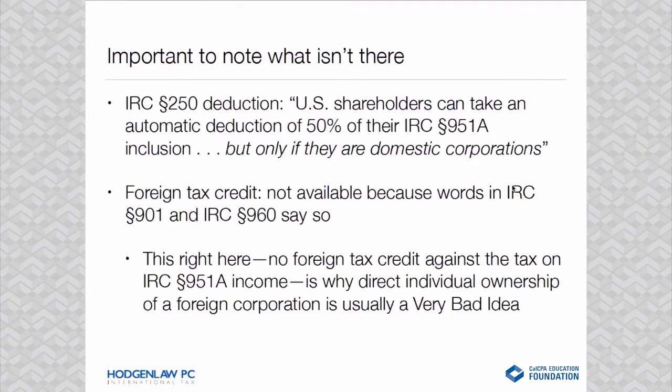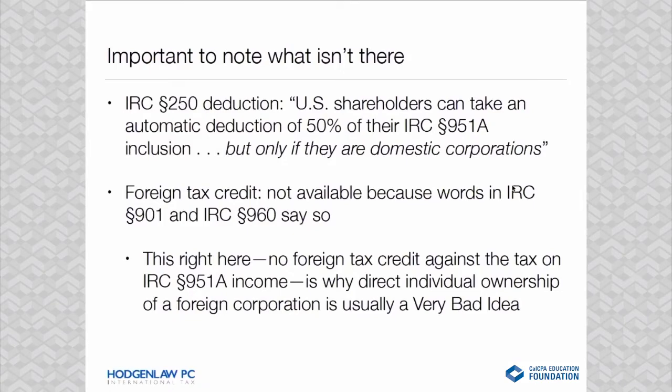Again, we don't get the Section 250 deduction. Why? Because only domestic corporations get that deduction. Humans don't. And second, there's no foreign tax credit. Why? Because Section 901, which is the foreign tax credit rule, says a taxpayer gets a credit for taxes paid or deemed paid. Well, the human didn't pay the tax, the foreign corporation paid it, so the paid part is out the window. And Section 960, which is the deemed paid foreign tax credit rule, says that this is only allowed for corporations, not for humans, so the individual can't take the deemed paid either.